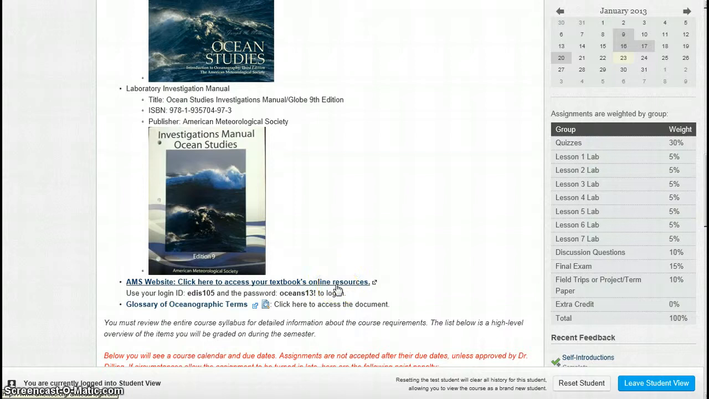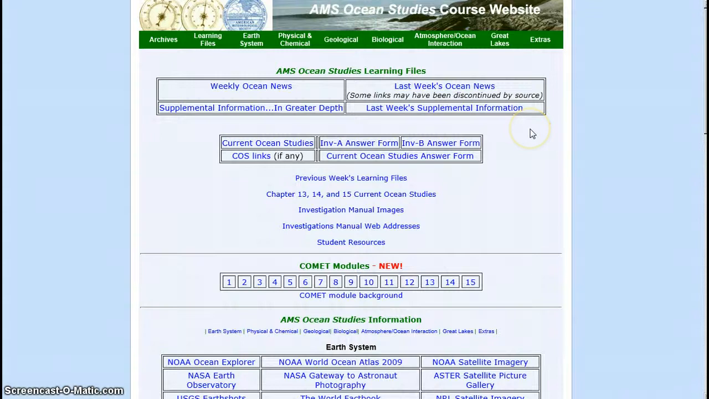Right here, you'll also see that there is a link for the AMS website. This link and website has some additional information, maybe some additional graphs or pictures that's mentioned in the laboratory exercises. It might have some weekly news and some extra study questions for your supplemental information. I would use this login ID and password that I have right here. I went ahead and logged on to it. I'll open that page to show you what it looks like.